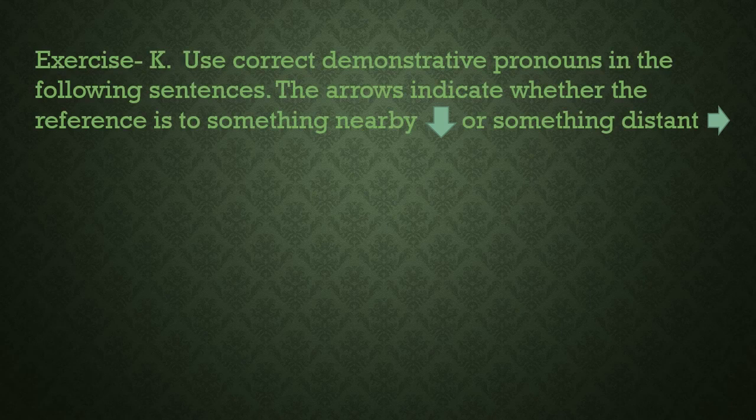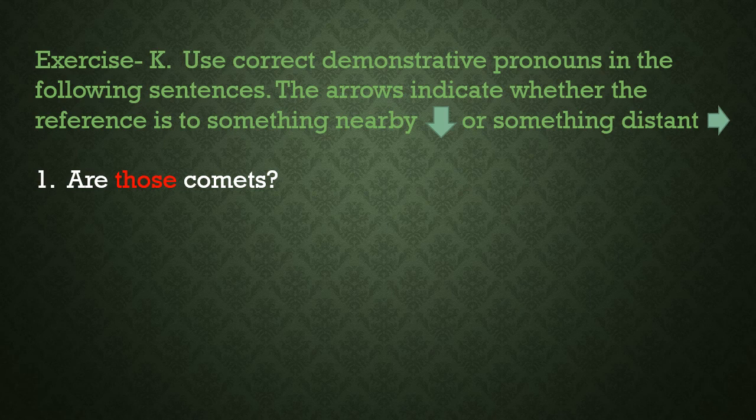Answers of exercise K are: number 1, are those comets? Question mark. As I have already told you, we use that and those for the distant objects. That is used for the singular and those is used for the plural. So please see, if comets are many, we need to write those. If it is single, like one comet is mentioned, then you will write that. Is it clear to all of you?